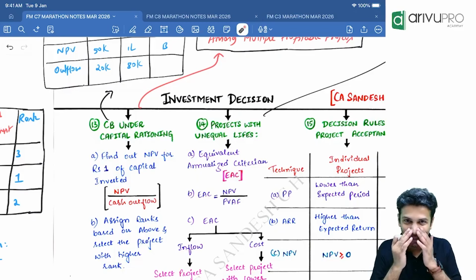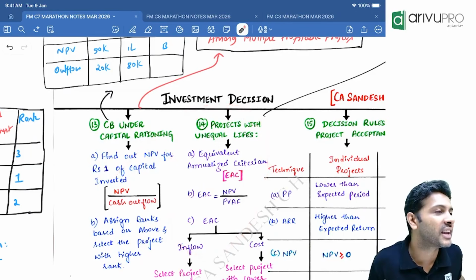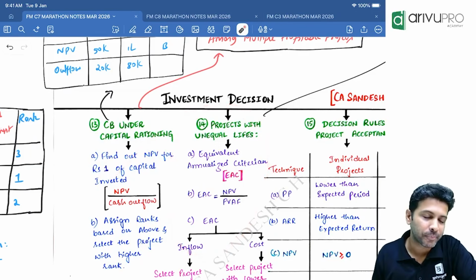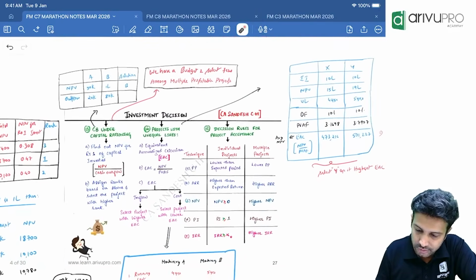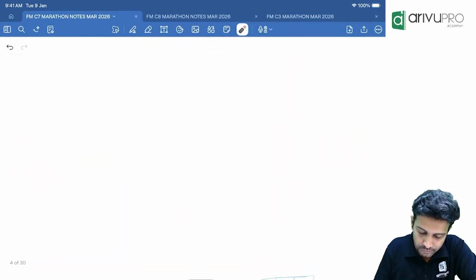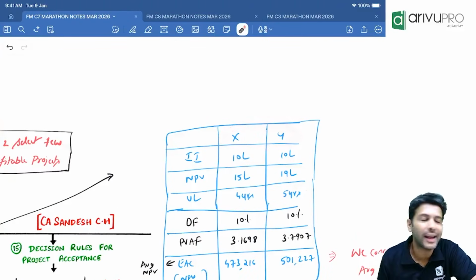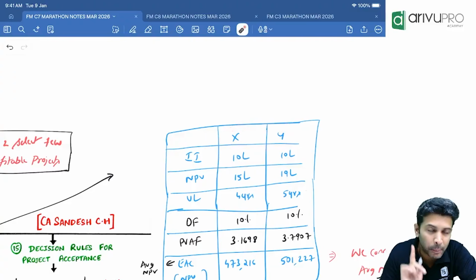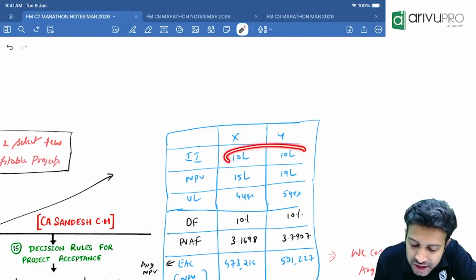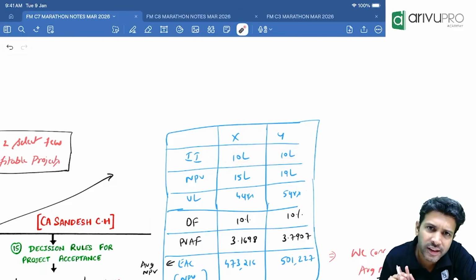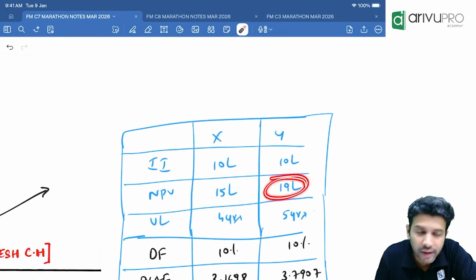Okay. For now, let's not worry about that and take too much pressure. Now, can we go for the next special case? The next special case is, sir, let's say there are 2 projects, or maybe let's take up this only. Let's say the company has to choose between X and Y. They can't do both. The company wants to select only one, either X or Y. Both have the same initial investment. NPV here is X 15, Y 19.